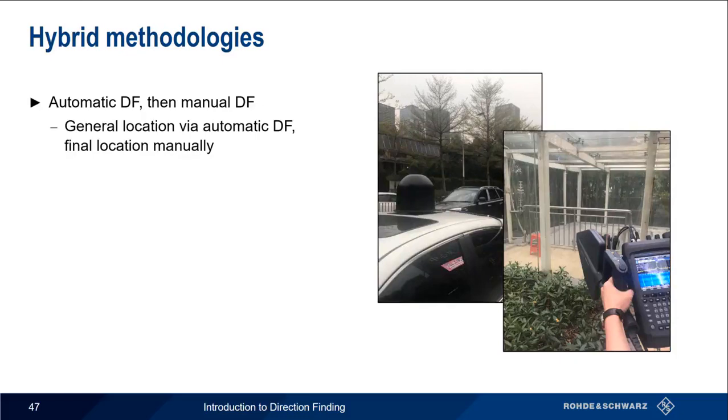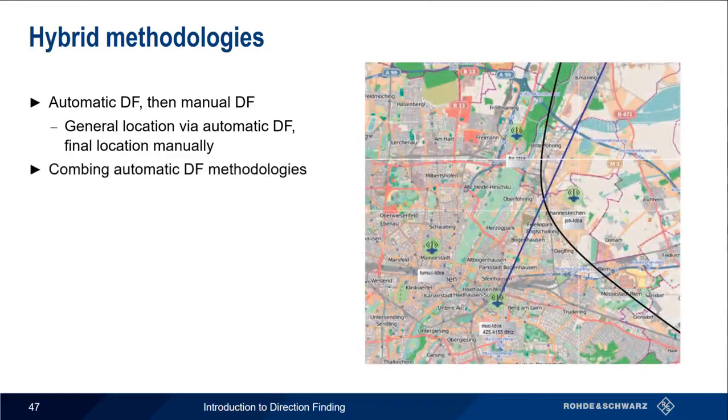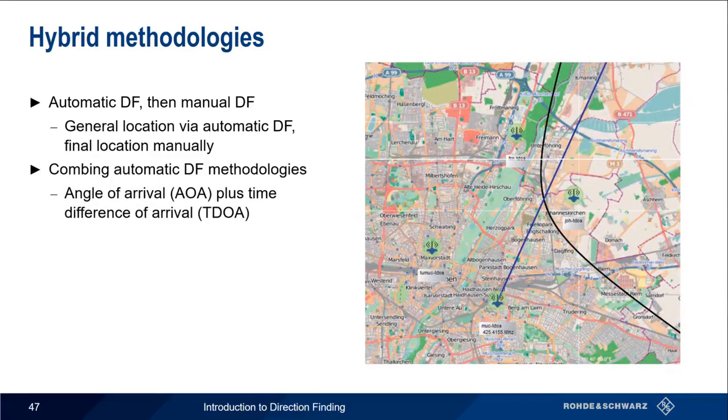In a sense, this is a hybrid methodology, but normally what's meant by the term hybrid is the combination of two different automatic direction finding methodologies. In particular, the combination of an angle of arrival methodology and a time difference of arrival methodology. As we'll see in the next few slides, hybrid methodologies are probably the most exciting new development in direction finding over the last few decades.